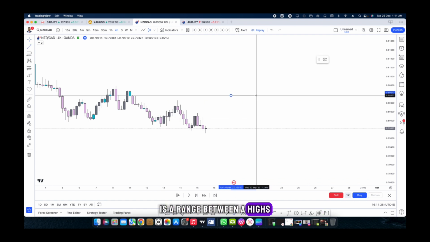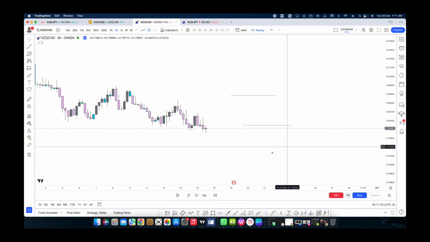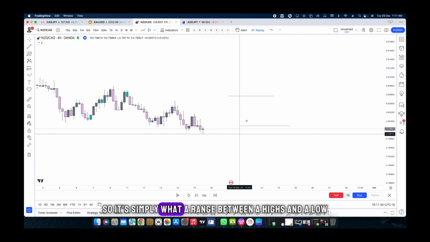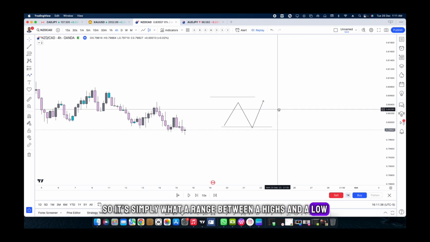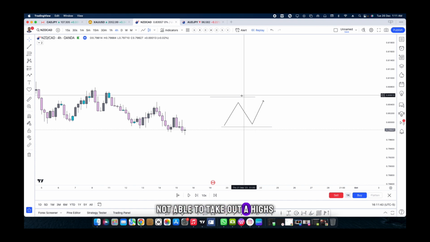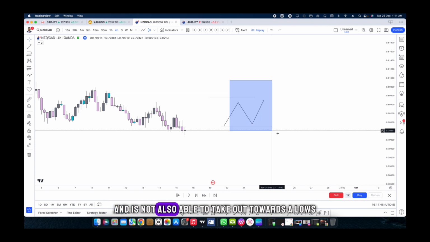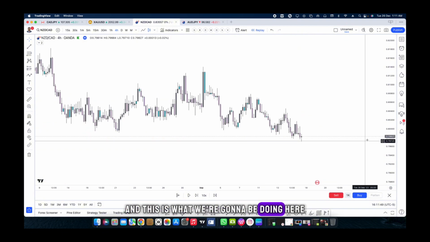Is a range between a high and a low. So it's simply a range between a high and a low. This inside bar is a candlestick that is not able to take out a high and is also not able to take out a low. And this is what we're going to be doing here.